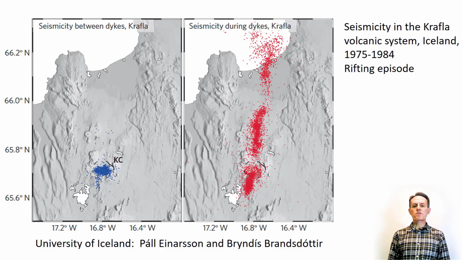The 2 panels show epicentral distribution of earthquakes. On the left are earthquake epicenters during all periods when no diking was occurring. Earthquakes focus within the Krafla caldera above a zone of magma accumulation. On the right are earthquake epicenters during the periods of diking. Epicentral maps like this one can show spatial changes in seismic activity and can clearly indicate where magmatic activity is taking place within a volcanic system.